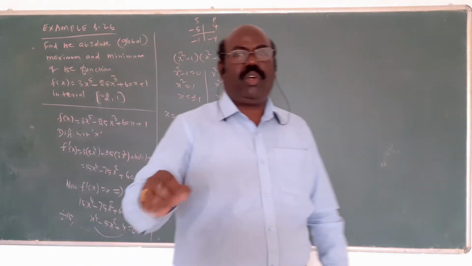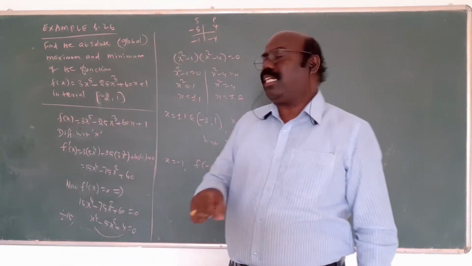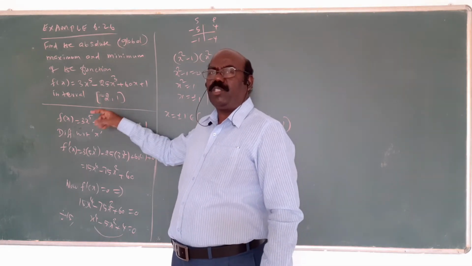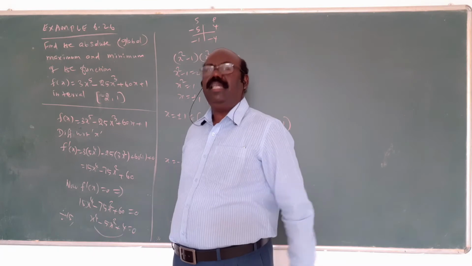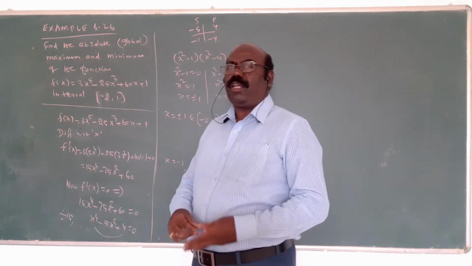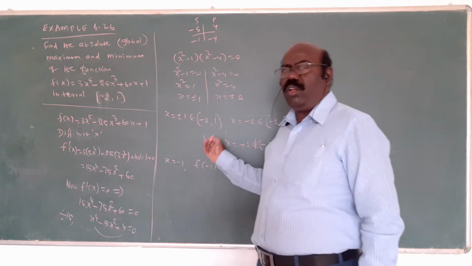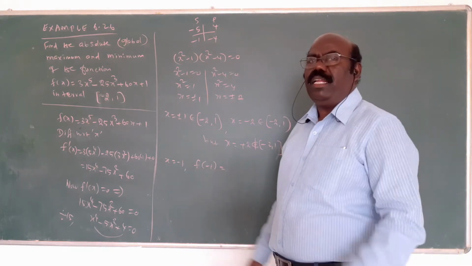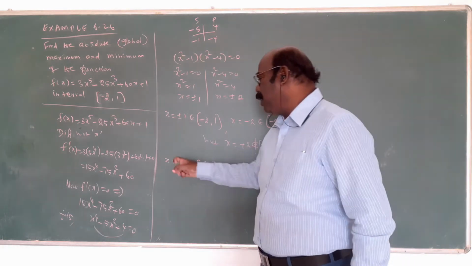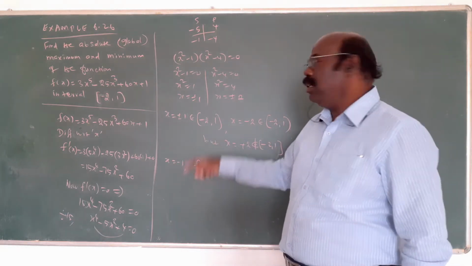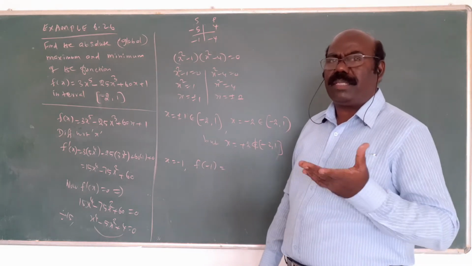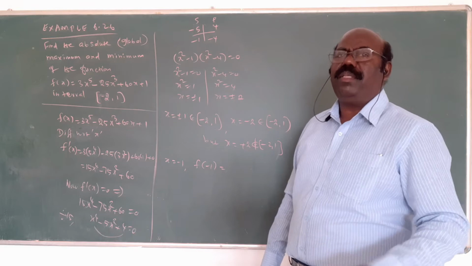First derivative equal to 0, you will find x values. That x value must always belong to this interval. That's important. Suppose it does not belong, that point is neglected. The remaining numbers are substituted in f of x. Out of 4 values, 1 value is neglected. Only 3 values, substitute 1 by 1. We get the answers: f of minus 1, f of plus 1, f of minus 2. Out of these 3 values, which one is maximum? That is called absolute maximum. Which one is minimum? That is called absolute minimum.